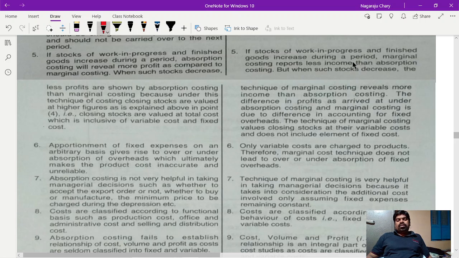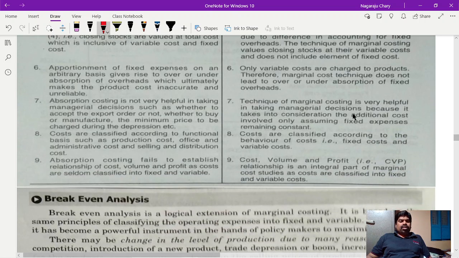If stocks of work in progress and finished goods increase during a period, marginal costing reports less income than absorption costing. But when such stocks decrease, the technique of marginal costing reveals more income than absorption costing. The difference in profits as arrived at under absorption costing and marginal costing is due to the difference in accounting for fixed overheads. The technique of marginal costing values closing stocks at their variable cost and does not include the element of fixed cost. So this is a difference between these two methods.